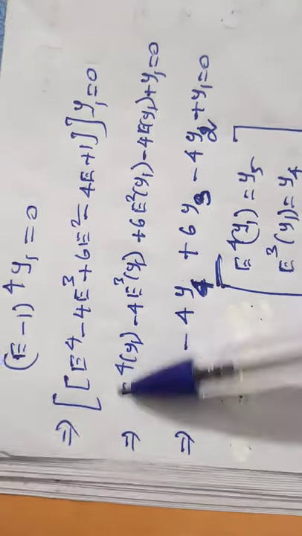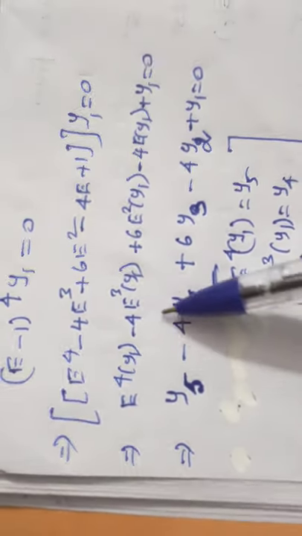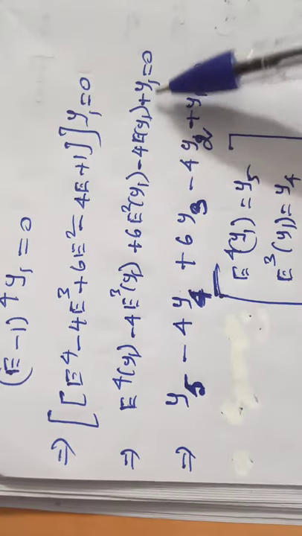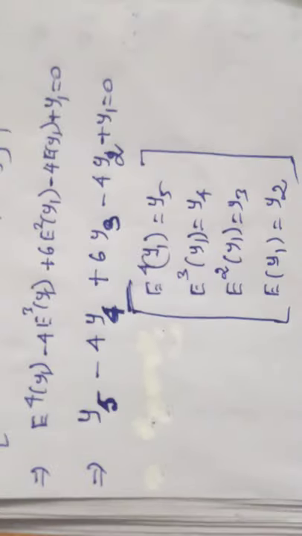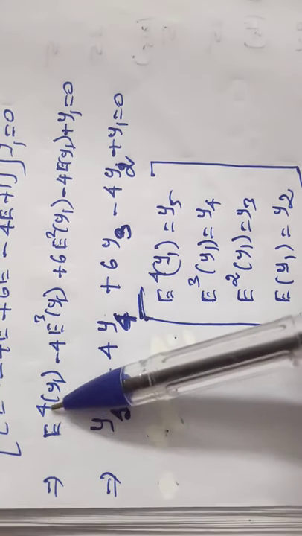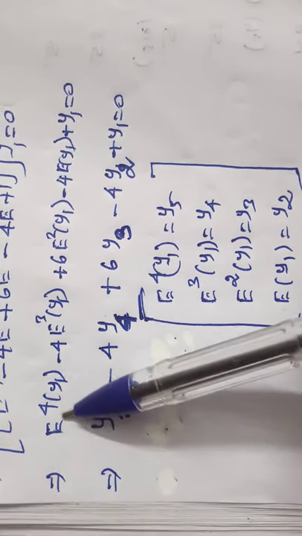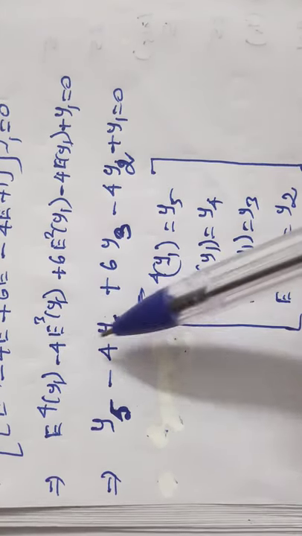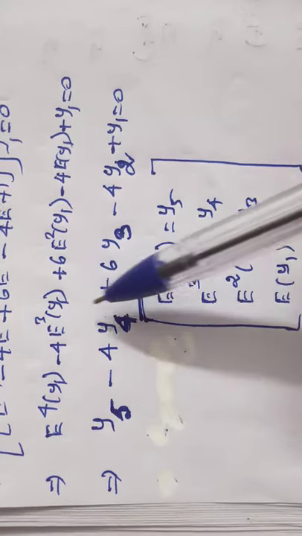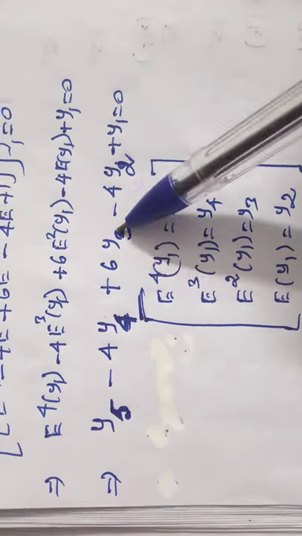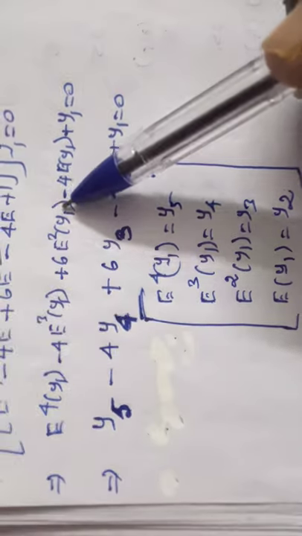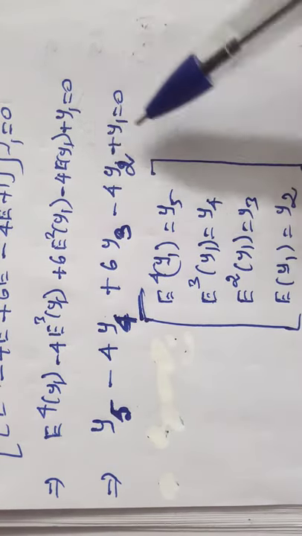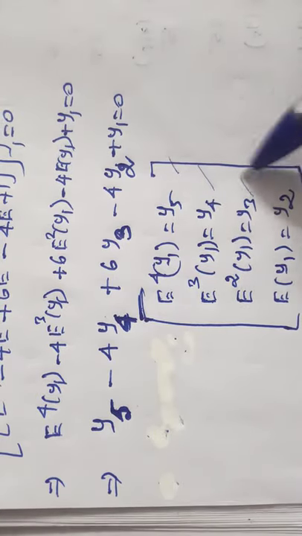So, multiplying throughout by y1: E power 4 y1 minus 4 into E cube y1 plus 6 into E square y1 minus 4 E y1 plus y1 equal to 0. Generally, E power 4 y0 is y4, so E power 4 y1 is y5, minus 4 is fixed, E cube y1 is y4, plus 6 times E square y1 is y3, minus 4 into E y1 is y2, plus y1 equal to 0. So these are all the properties.